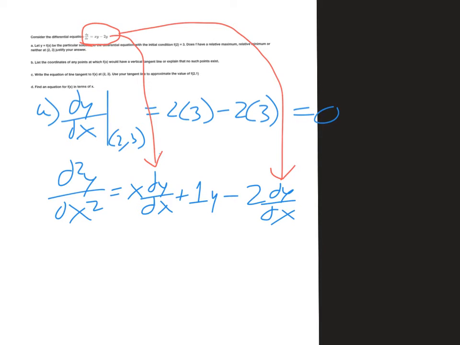So this is going to be 0, this is going to be 0, and all we have is plus 1 times y, which is 3. So the second derivative is going to be positive, which means that we're concave up. Now if my first derivative is 0, we have a horizontal tangent line, and we're concave up at that point, we have to have a minimum. And then make sure that you actually justify that. Make sure that you actually say it's a minimum because the first derivative is 0 and the second derivative is positive. That's all you have to say.